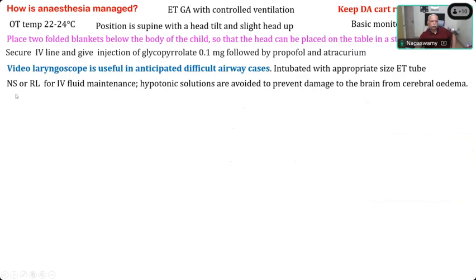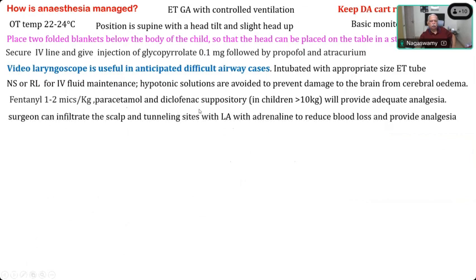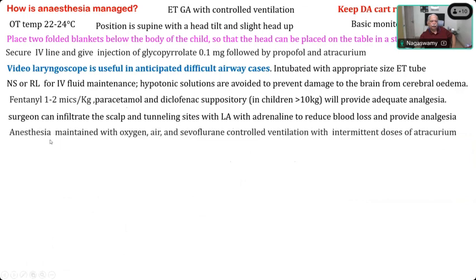The fluid of choice will be NS or Ringer's lactate, and avoid hypotonic solutions. Fentanyl 1 to 2 mcg per kg, paracetamol and diclofenac suppository are indicated. The surgeon can infiltrate the scalp and tunneling sites with LA with adrenaline to reduce blood loss and provide analgesia also. Anesthesia is maintained with oxygen, air, sevoflurane, controlled ventilation, and intermittent doses of atracurium.